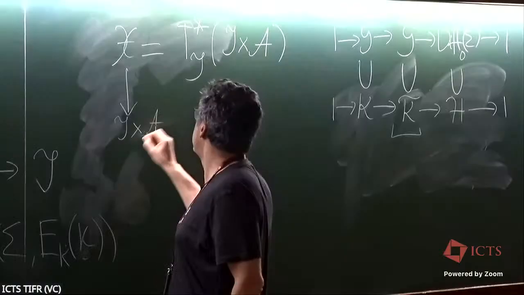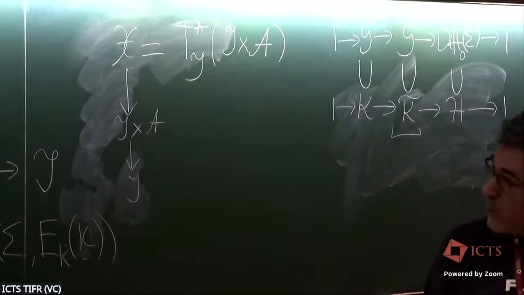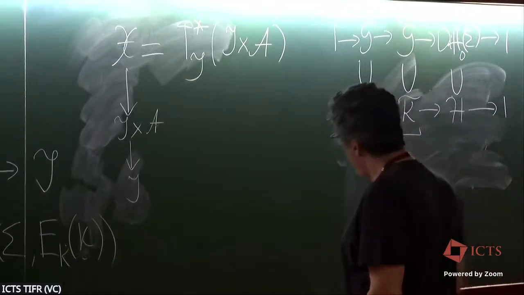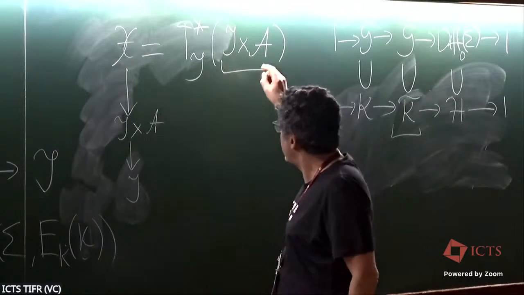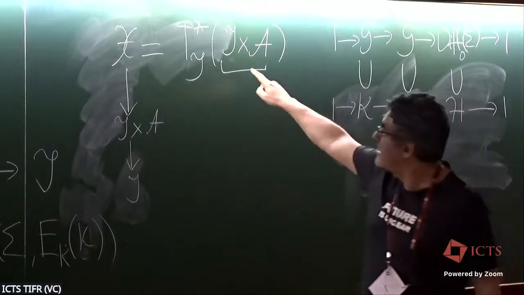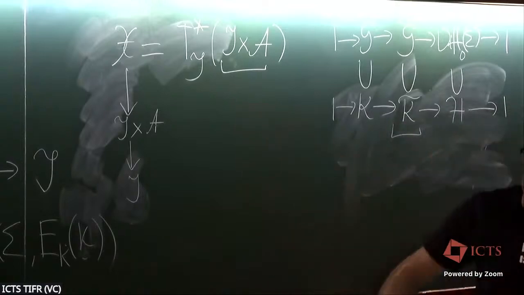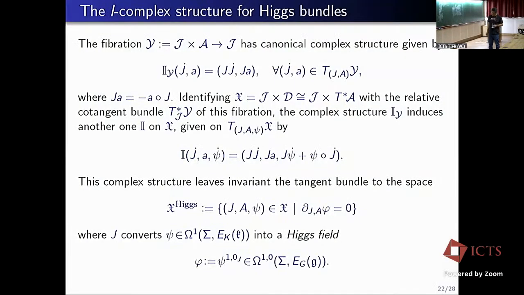And then you can prove that there is a J-dependent complex structure here, and canonical induces another one here, which is given by that formula. Okay. So we have a complex structure similar to the other main complex structure in the usual Higgs bundle theory.